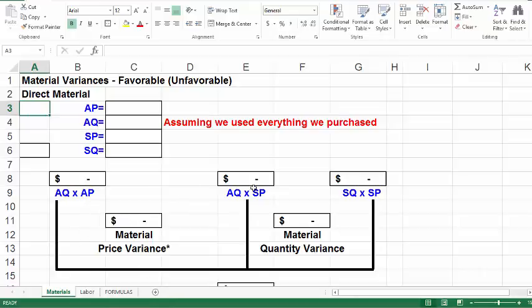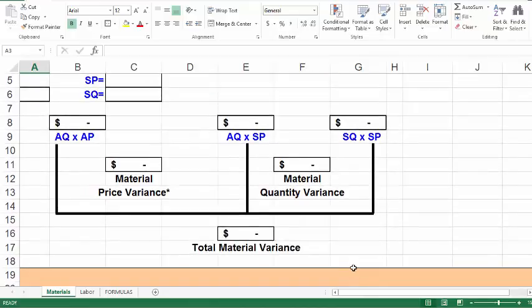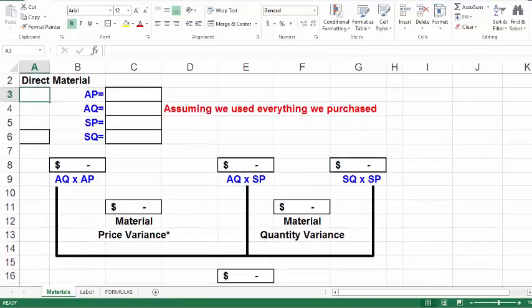And again, the AP and the SP, those two are different, so we're just figuring out the differences in those and the price variance. And then over here, you'll notice that AQ and SQ are different. And here we will figure out the material quantity variance. And finally, we will have our material price variance plus our material quantity variance, and we will determine our total material variance. Keep in mind that if you have a favorable or unfavorable, you'll need to take the net to figure those out. So let's get started.